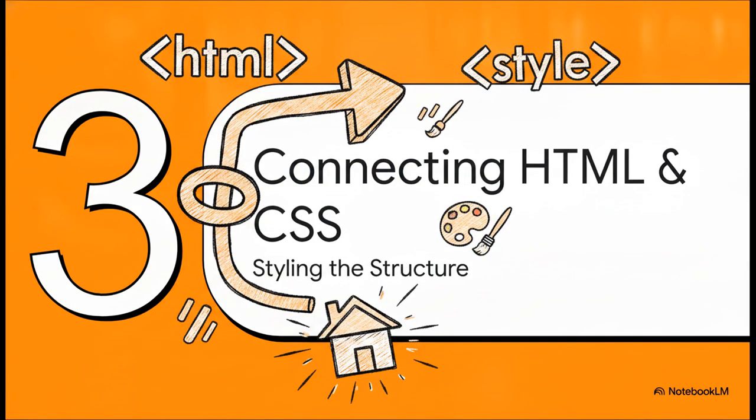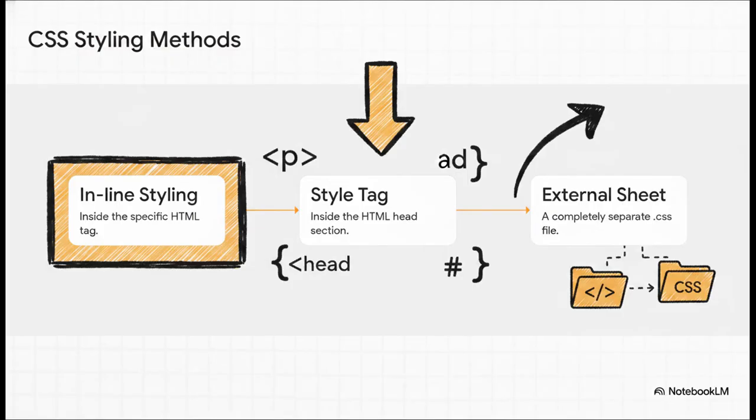Section 3. Connecting HTML and CSS, bringing the style to the structure. Now, you could write the most beautiful CSS in the entire world, but it's completely useless unless it's properly linked to your HTML foundation. There are 3 main ways to do this. You've got inline styling, which goes directly inside a specific tag. Then there's the style tag, which sits inside the HTML head. Or you can use an external style sheet, a completely separate .css file. Now, that third step, that is the absolute professional standard. It's exactly how top tech companies keep their structure in one file and their style cleanly separated in another.